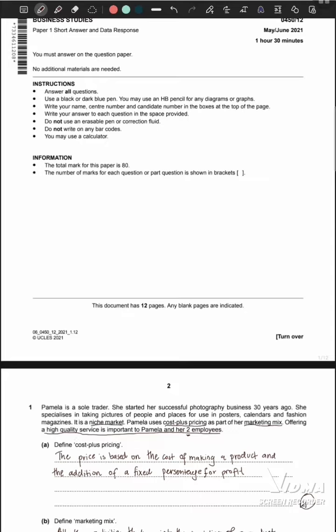So the definition for cost plus pricing is that the price is based on the cost of making a product and the addition of a fixed percentage profit. To obtain the 2 marks for this question, you need to define it fully, or you can partially define the term and give the formula for cost plus pricing.